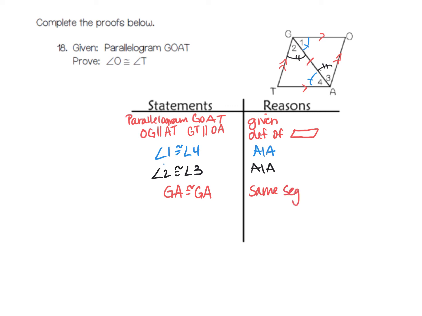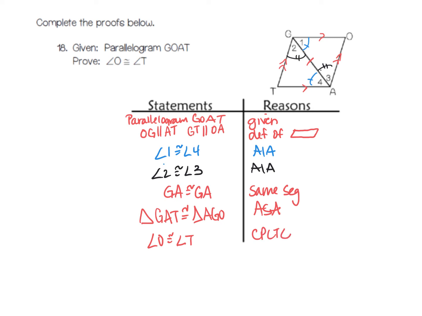So now I have two congruent triangles, right? I have three congruency statements. They're a good combination. So we have triangle GAT is congruent to triangle AGO by angle side angle. Therefore, angle O is congruent to angle T by CPCTC.